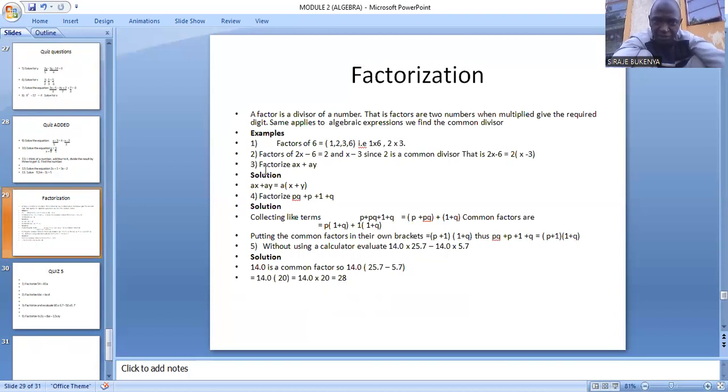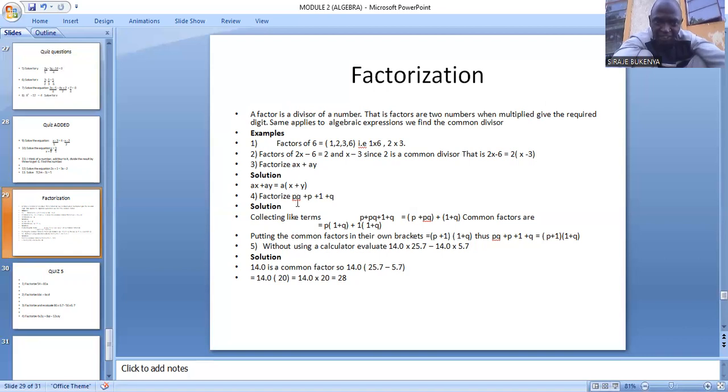What are the factors of 2x minus 6? That means you factorize. And here the factors are going to be 2 and x minus 3, because 2 multiplied into x minus 3 will give you 2x minus 6. Factorize x plus ay. Remember, in 2x minus 6, the common divisor was 2, and you remain with the 2 into x minus 3. Here, what is the common divisor of the x plus ay? So the divisor here is a, because a can go into x plus y.